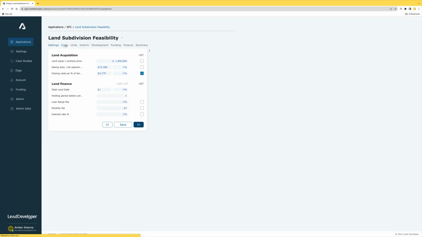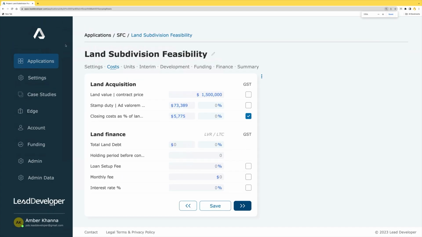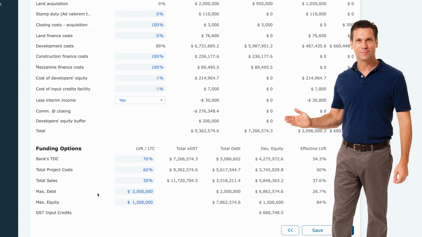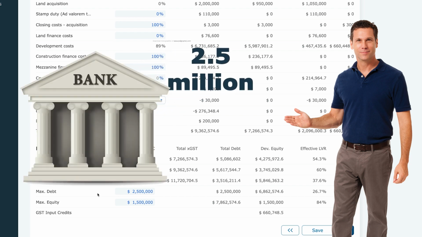Now, Smart Feasibility Calculator, which is one of our most used calculators for financial feasibility, already has a built-in funding table that allows you to come up with options based on the bank's TDC, or total project cost, or total sales, or the maximum debt. Now, for example, let's say you've spoken to a broker and the broker says, hey, no matter what you do, I can only get you 2.5 mil.